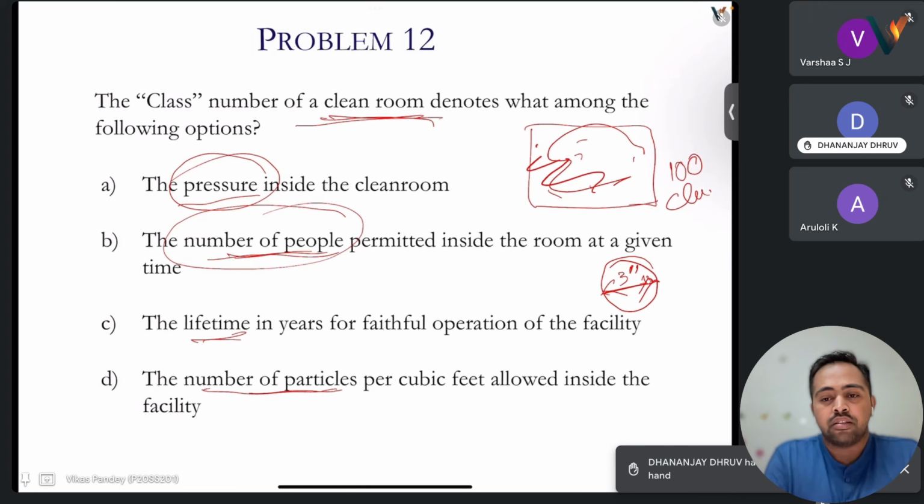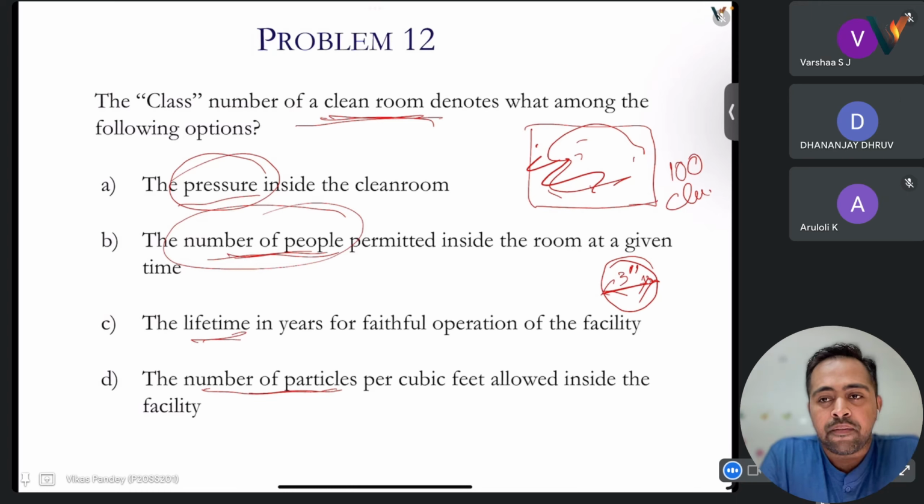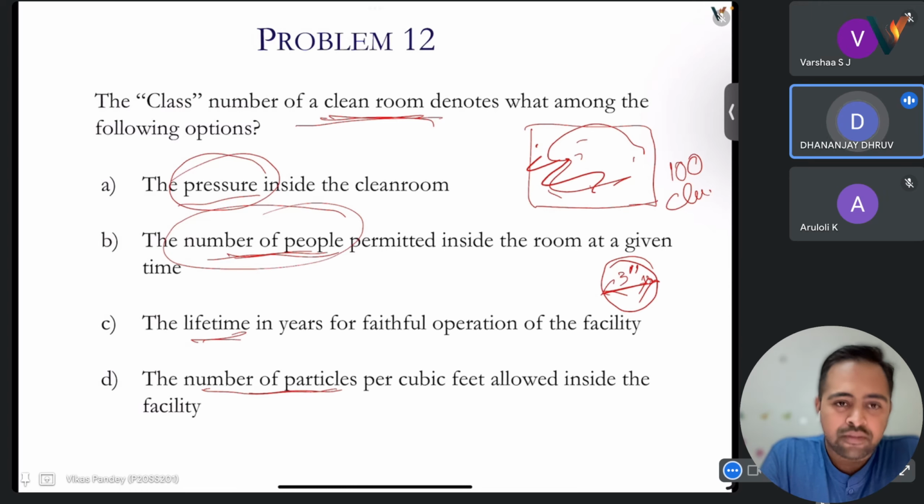Yes, Dharanjay. I do have one question. We have observed many times in the pharma industry that they keep so many doors before entering into the medicine room or the plant. Is that the way to increase this class? And is purging the only way to increase the class of the room?